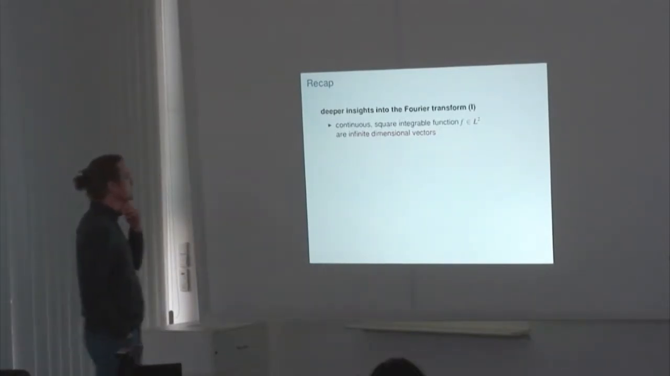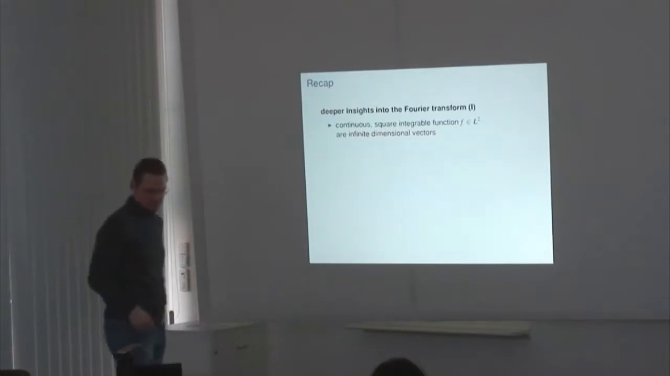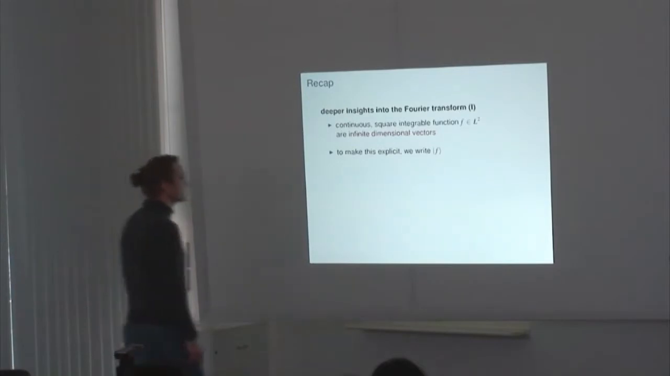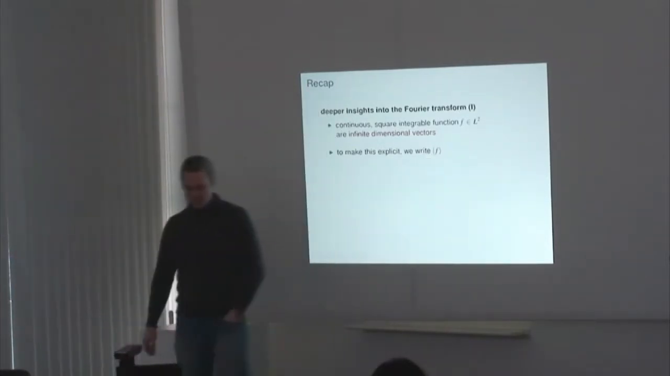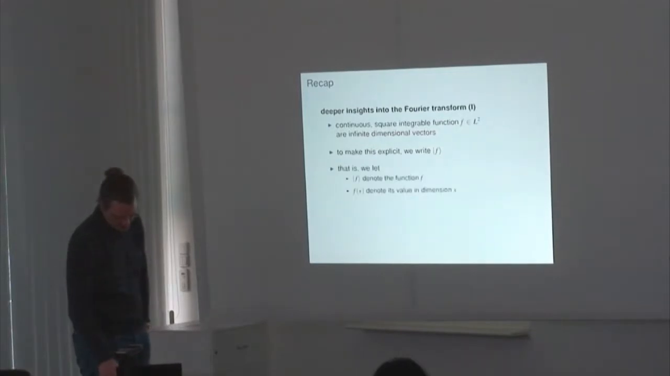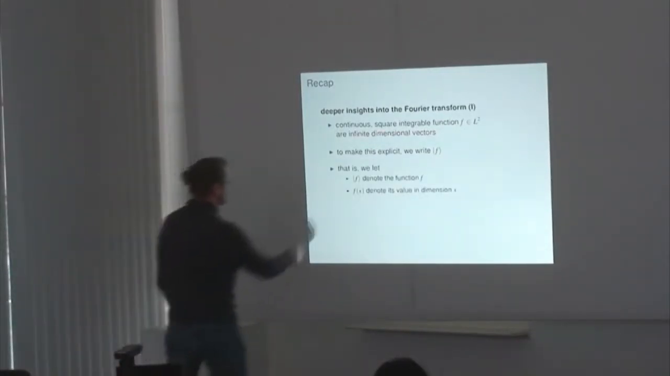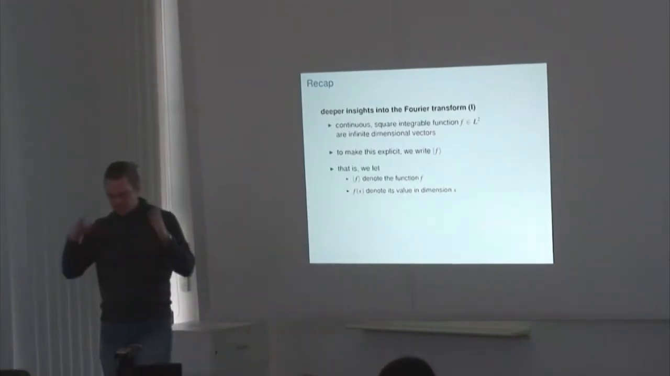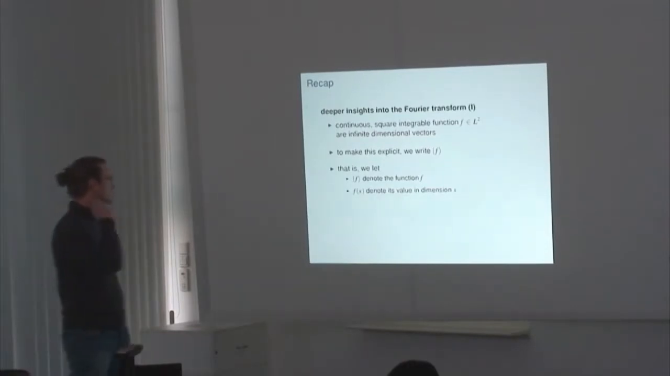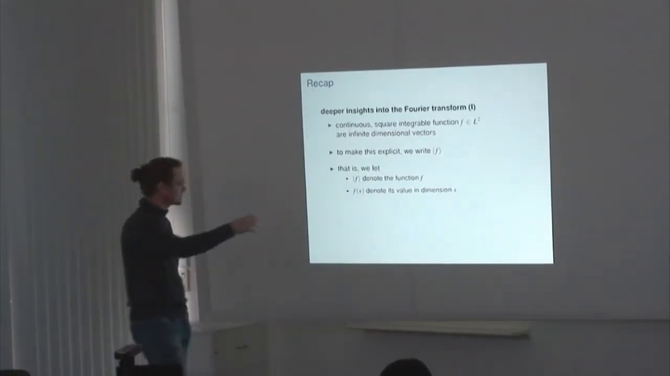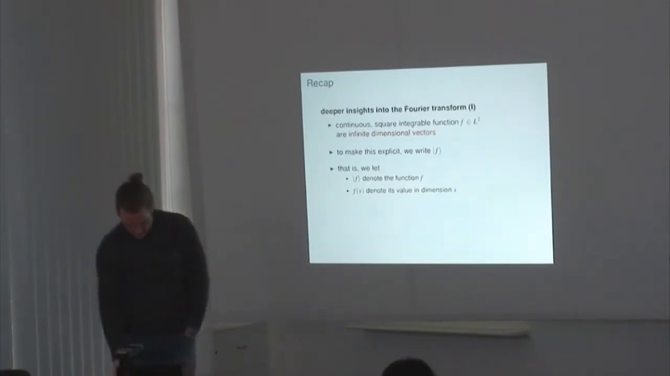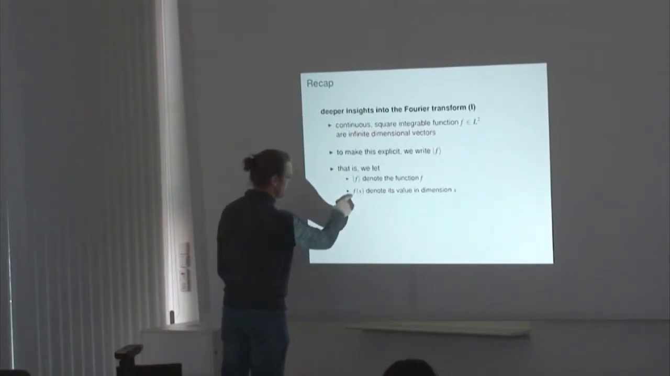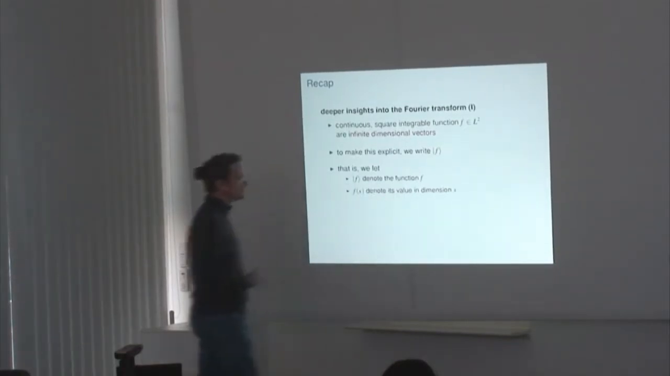Basically, the idea that functions are infinite dimensional vectors. And to make that explicit, we write them using these symbols here. So this is supposed to indicate a vector. And if this vector indicates the whole function, then the notation we are used to, say f of x, is just a way of denoting the value of the function at some point x. Or, with respect to this newfound vector space, this would be the value of the function in dimension x.